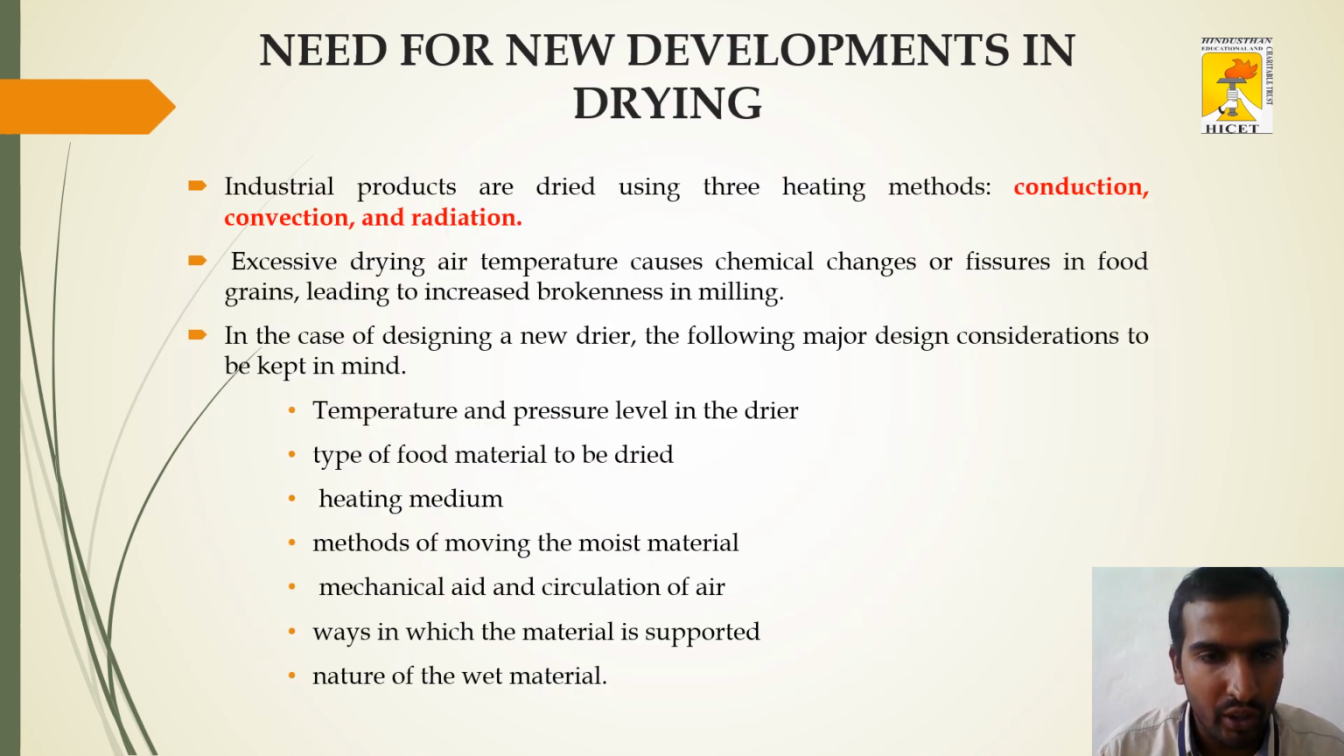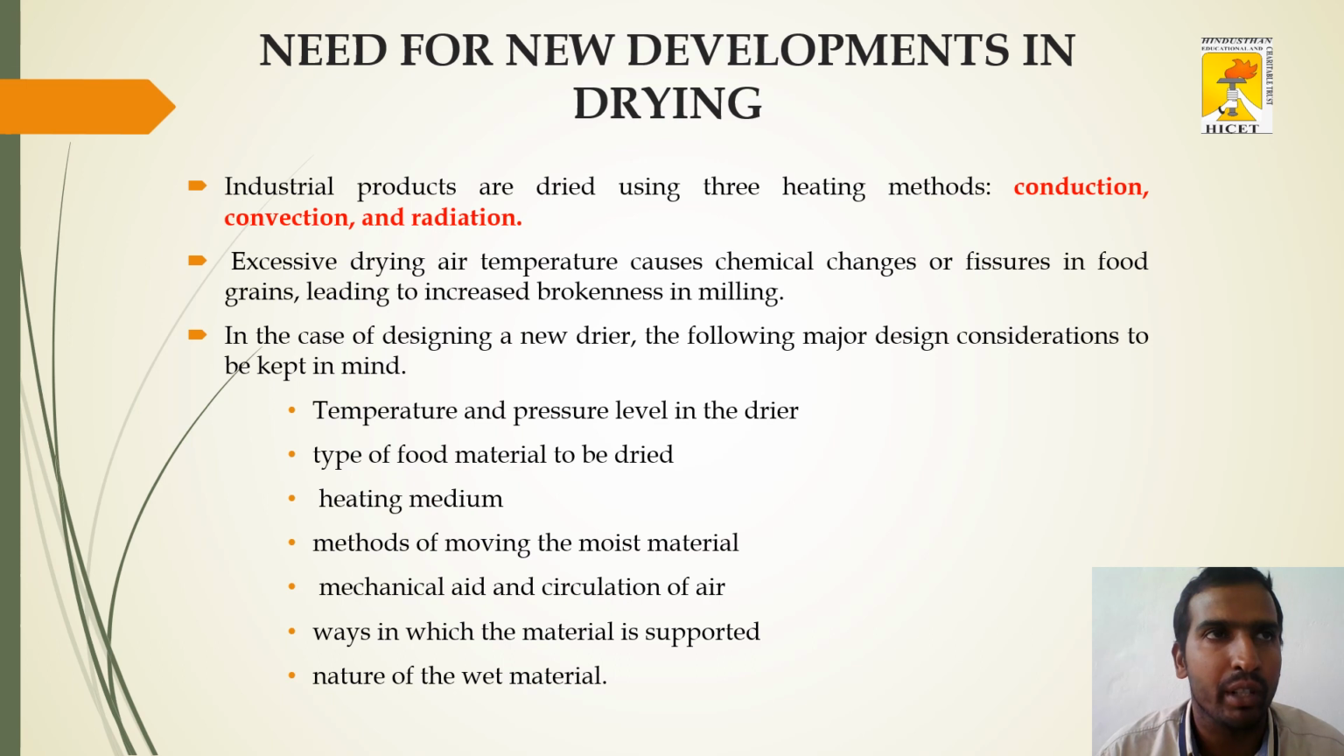Before designing a new dryer, you must keep these things in mind: the temperature and pressure level in the dryer, the type of food material to be dried, the heating medium required for drying, and the method of moving the moist material, either by conduction, convection, radiation, or a combination of radiation and convection. Also the mechanical aid in air circulation, either uniform circulation or volumetric heating achieved inside the product, the ways in which the material is supported, and the nature of the wet material. These things should be kept in mind before we go for the design of a dryer.